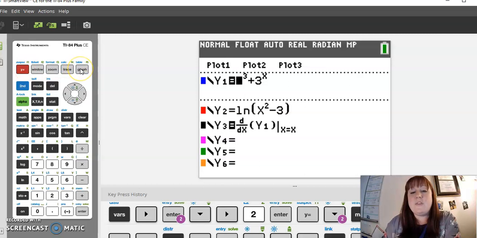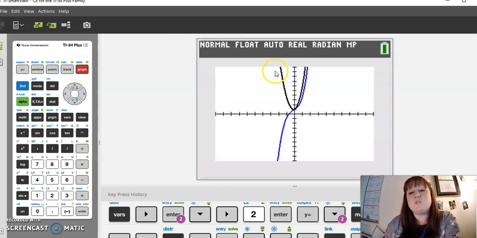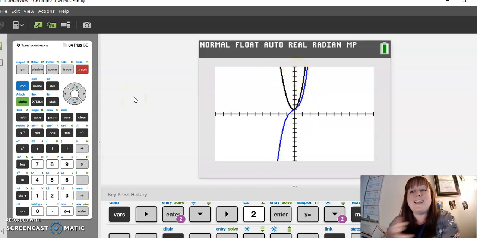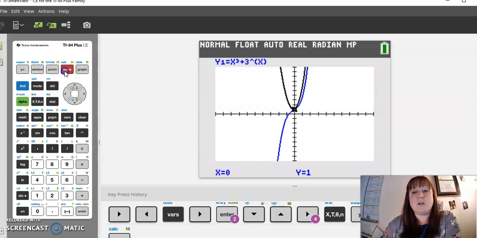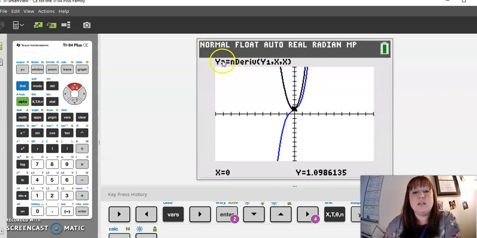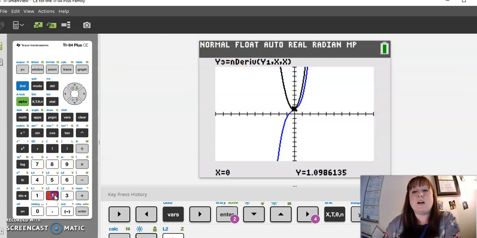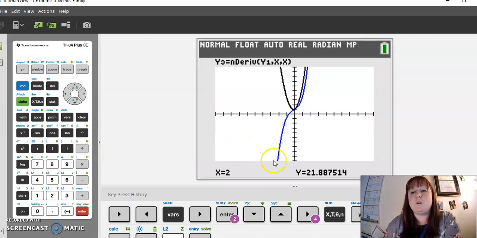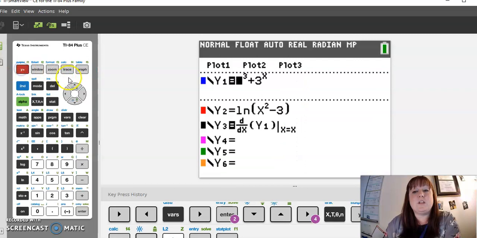Okay, so the other way, if you wanted to find the derivative at a specific point: we've graphed the derivative, and now I can find any value on that derivative at a specific point. So I can push trace, and right now it's tracing on the blue function. That's not what I want to do. I want to trace on the black function, and I can put in 2, and it will tell me the value of that function at 2. So that's the value of the derivative at 2. Bam, 21.887. So those are all the different ways that we can do the derivative in a calculator.